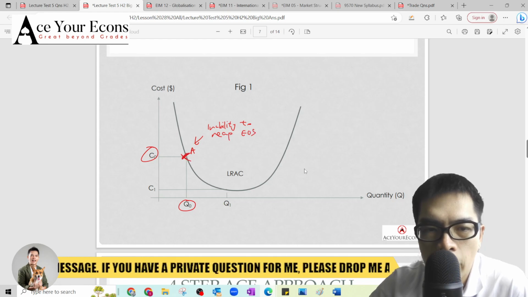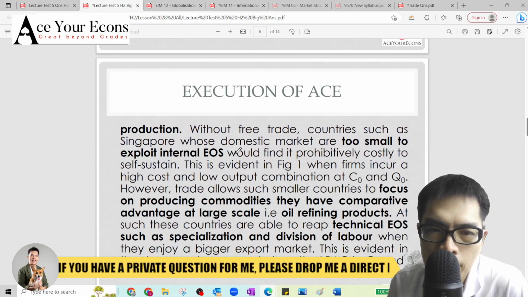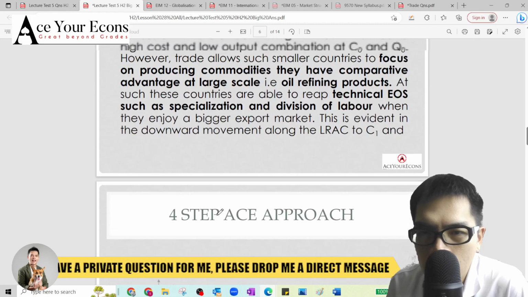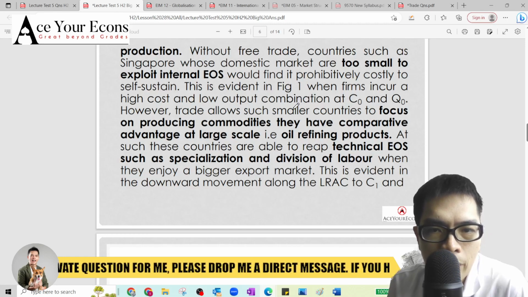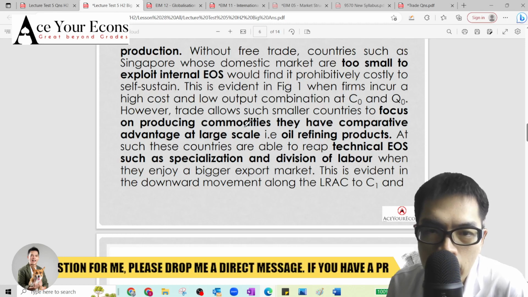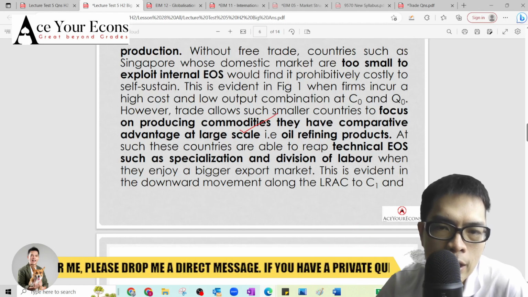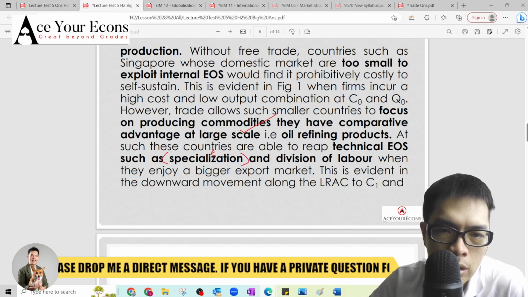Why? Because of an exceptionally small domestic market, countries like Singapore cannot reap economies of scale. They are stuck here. Now, what does free trade promise? You can see that with free trade, countries like Singapore are able to specialize in goods that they have a comparative advantage. So the keyword here is specialization. You have to tie in specialization with CA here.